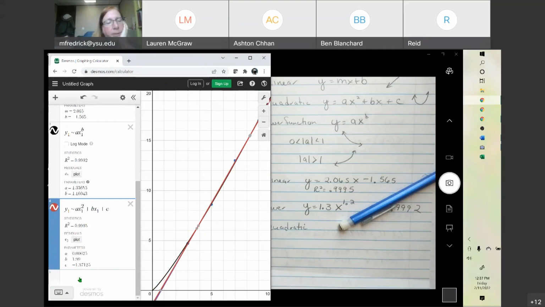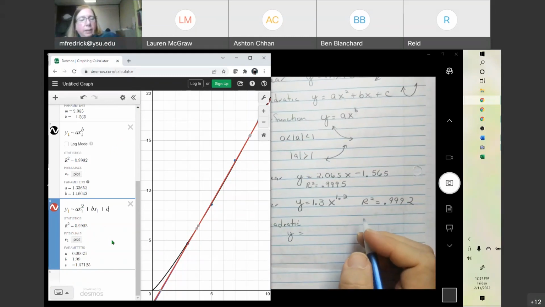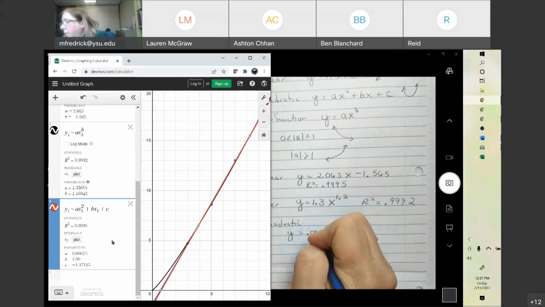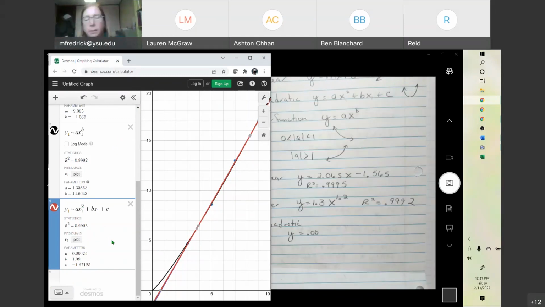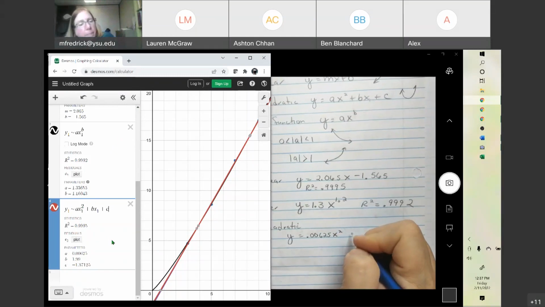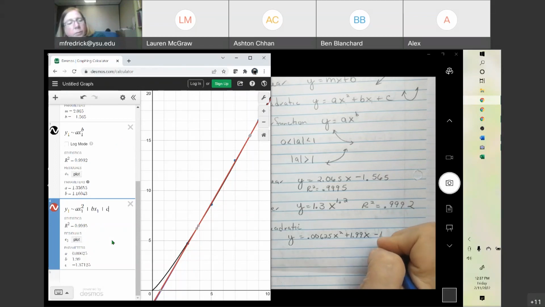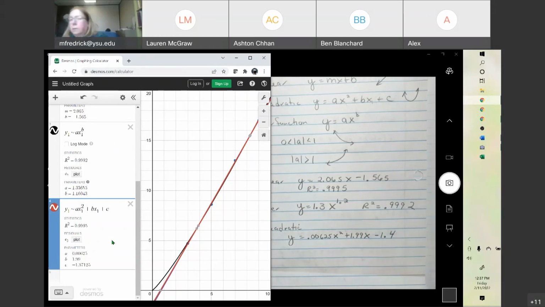And they give us A, B, and C. And notice the r squared. This is the same r squared as we had for the straight line. So y would equal A, which is almost 0, 0.00625 plus 1.99 x minus 1 point, I'm just going to round it to 4.